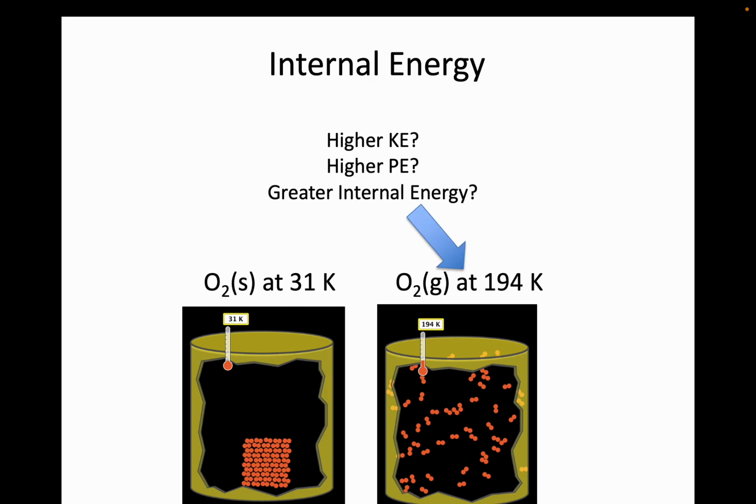So as I look at this, I think the O2 gas at 194 Kelvin has the higher kinetic energy. If I look at the thermometer, 194 K is higher than 31 K, so it has a higher kinetic energy. How about the potential energy? The potential energy is going to increase as our particles, which are attracted, move apart from each other. They've moved apart from each other more in the gas than in the solid. So I think that the gas has the higher potential energy. Finally, if the internal energy is a combination of the kinetic and potential, then I think the O2 gas at 194 has to have the higher internal energy as well.